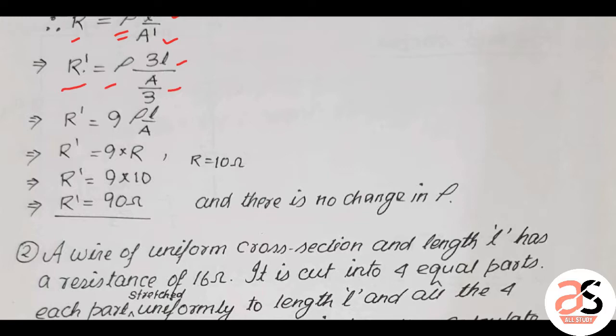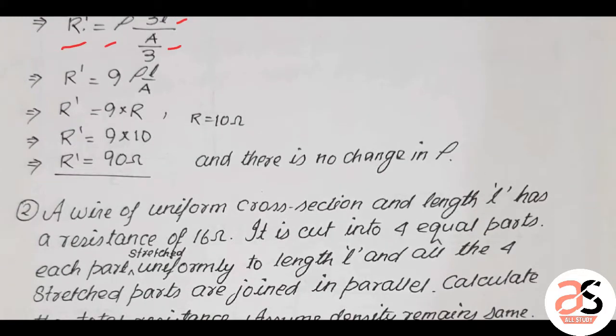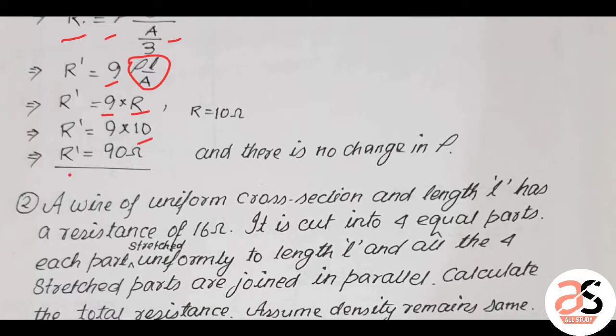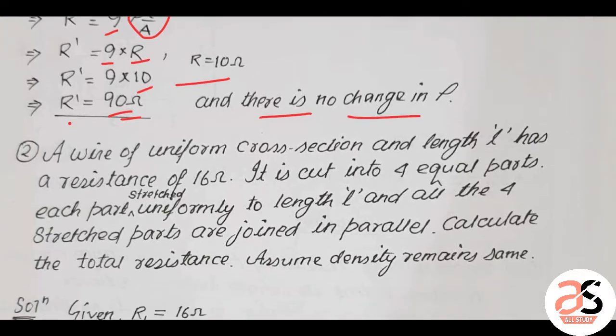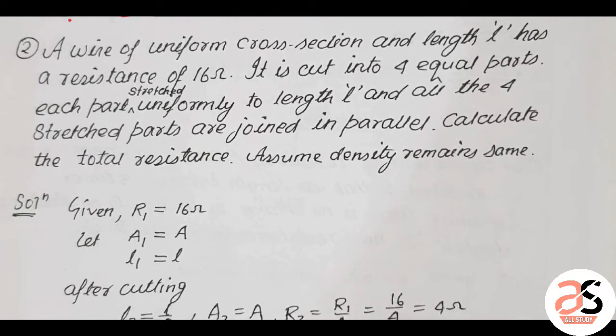So this is 3 times L and area is reduced by 3, A by 3. So total value will be 9 into rho L by A. So this is the value of R. So this is 9 into R. R is given as 10 ohm. So new resistance R dash will be 90 ohm. And there is no change in rho, the resistivity.